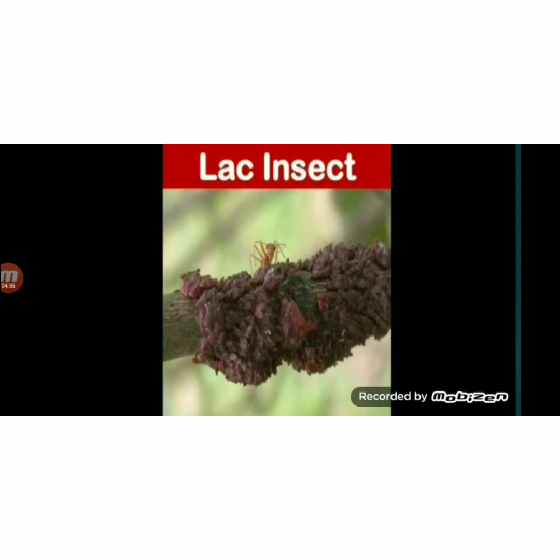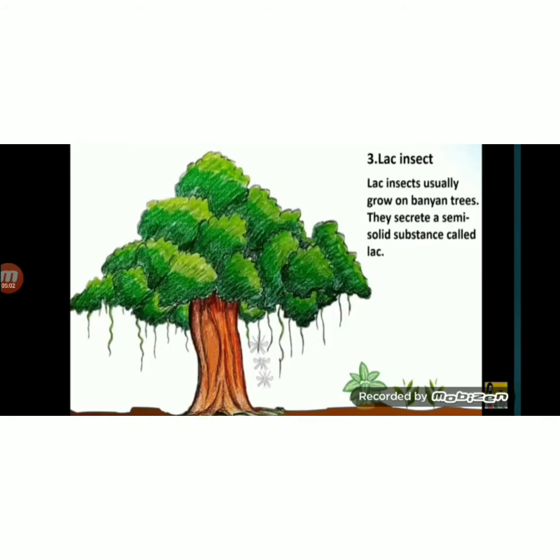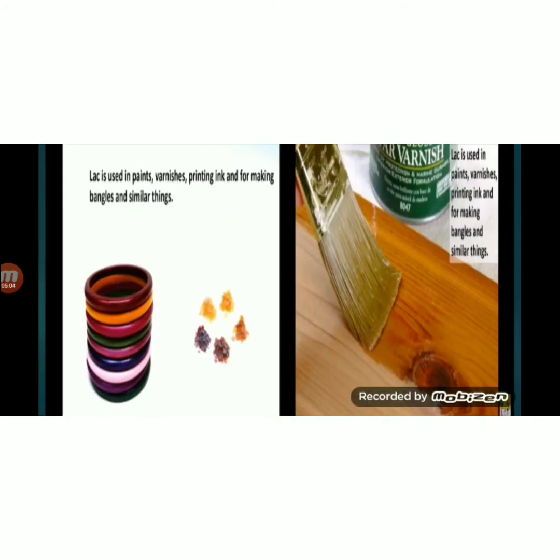So that is called lac, and that lac is obtained from lac insect. You can see in this picture it is used in paints, varnish, printing ink and for making bangles and many other things. You can see here the picture of bangles. These bangles are made by lac, and that lac is obtained from lac insect. And where do lac insects live? Lac insects live on banyan tree.